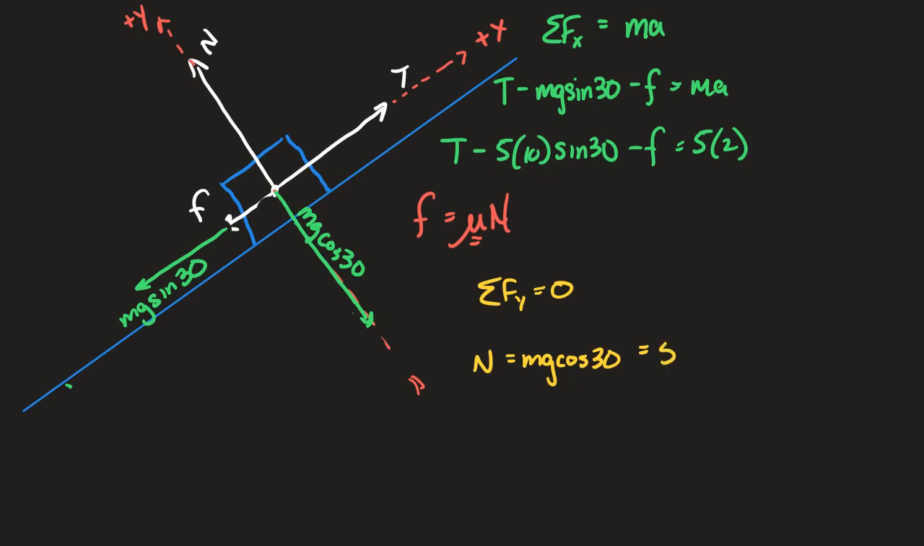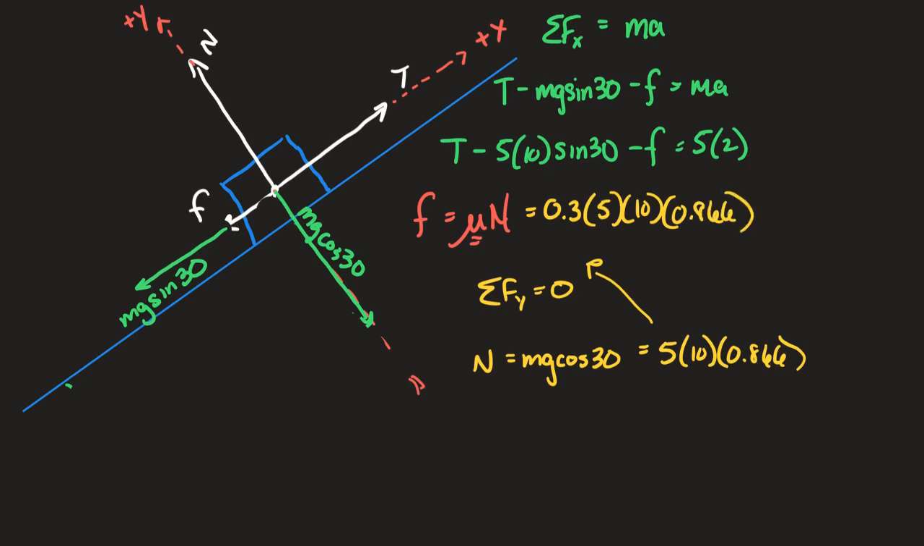This is going to be 5 times 10 times 0.866. I'm saying that because I'm going to bring it up here and say that this is 0.3 times 5 times 10 times 0.866. I don't know what that is. Could somebody please tell me what 0.3 times 5 times 10 times 0.866 is? 43.3. What is it? 43.3? Well, that's 12.9. I think it's 12.92. Oh, I forgot the point. Okay. So 12.9? Okay.